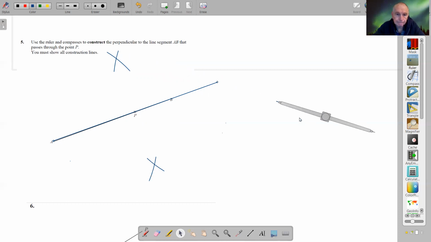So from A to that arc is 9. From C to that arc is 9. So this point here is 9 away from both A and C, and similarly with this one down here. So let's just mark the side of this rhombus in.